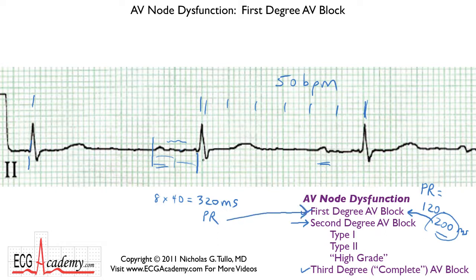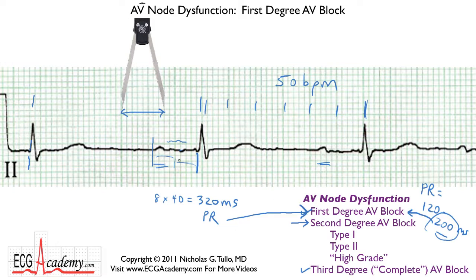If it's hard for you to count small boxes at this point, it's certainly a bit easier to take calipers to this tracing, and you can place one tip of the caliper on the beginning of the P wave, the other end on the end of the QRS complex, and when you pick up the caliper and place it on a heavy line, you can sure enough count 8 small boxes, and that gives you 320 milliseconds.